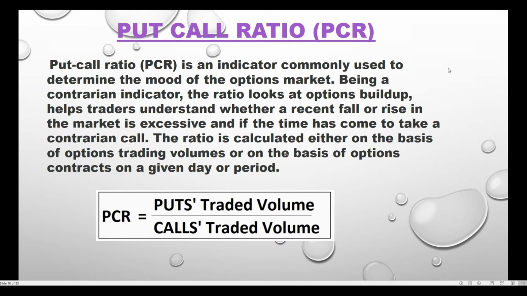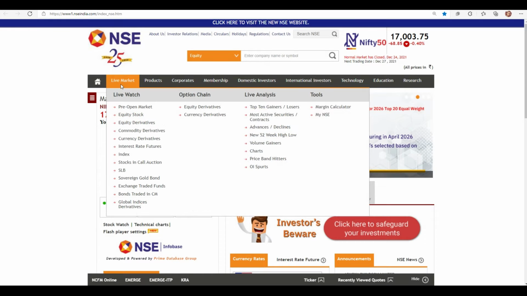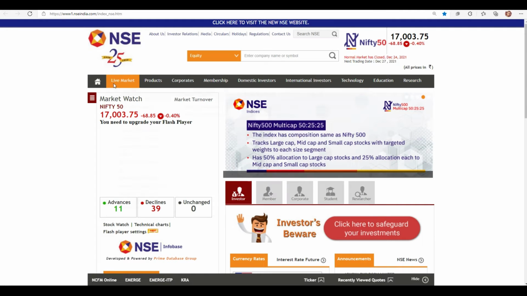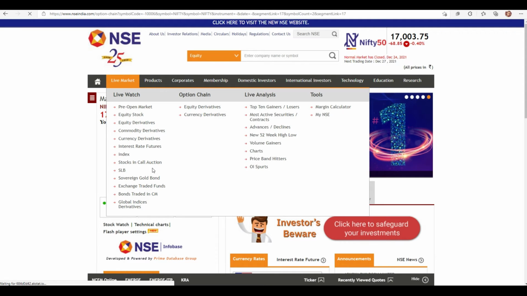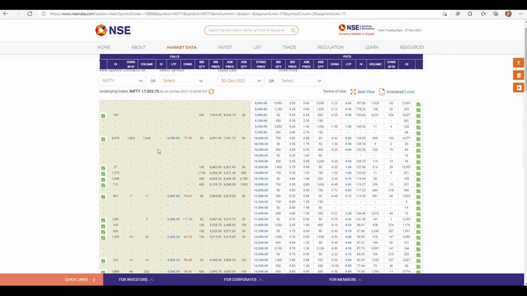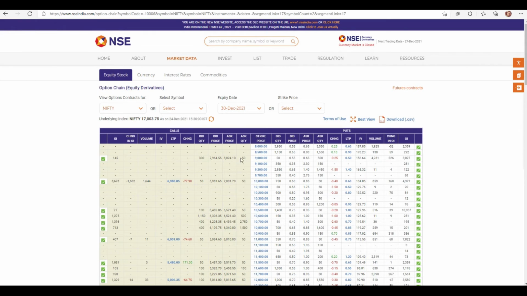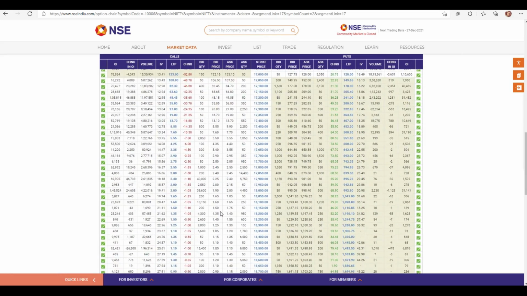Okay, let's go to the NSE website. This is the NSE website. Better to go with the old website for accurate data. I only use the old website. Just go to the live market, take market equity derivative. Now in this video I will calculate both. This is the Nifty option chain of the December 30 contract, December expiry.